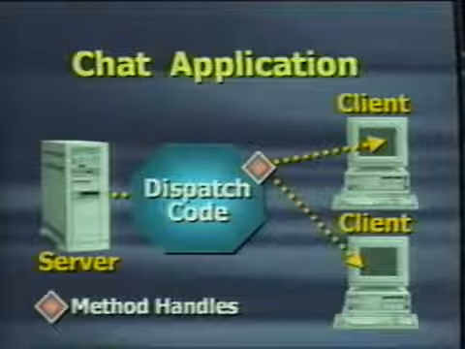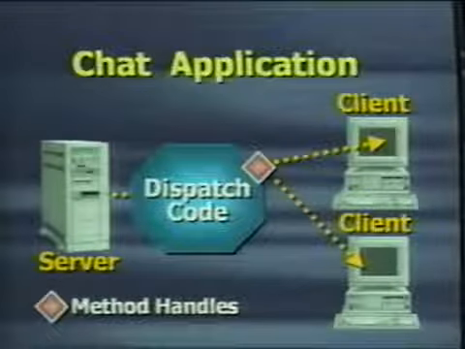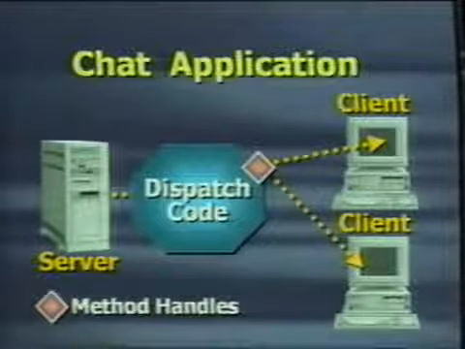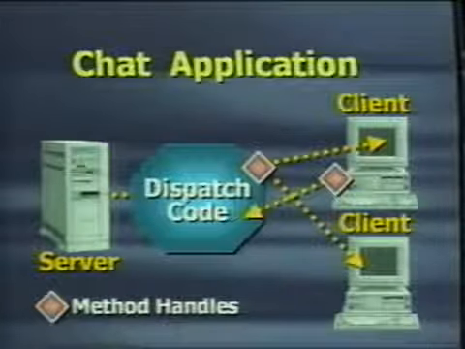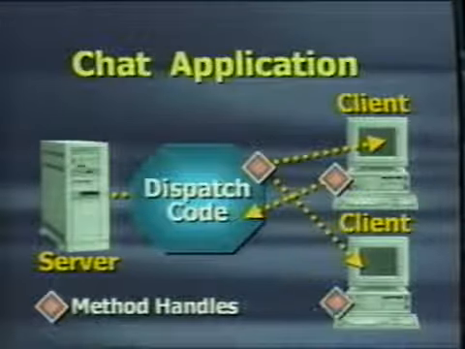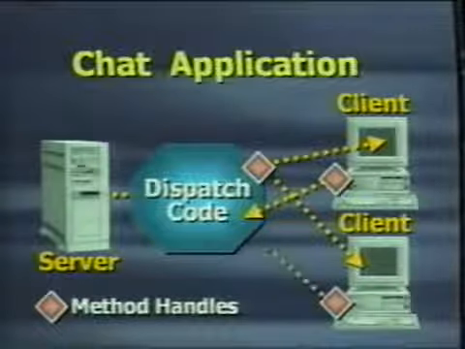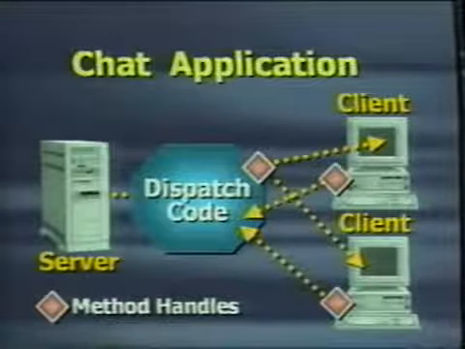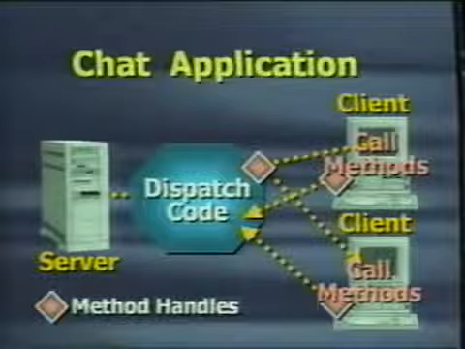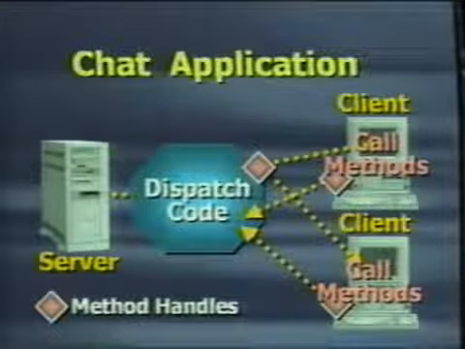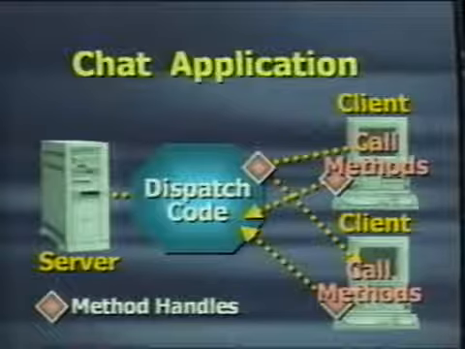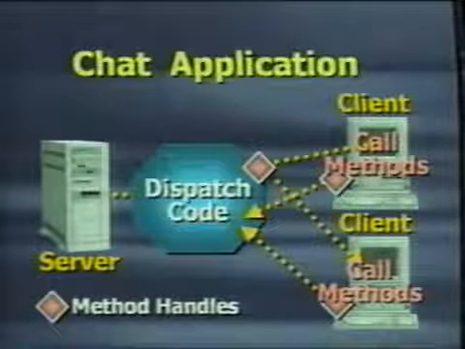So in this diagram, we notice that each of these clients has a reference to the remote object, this dispatch object. And these clients use this reference to call methods on the dispatch object, such as add message or send message, whatever the protocol for this application is. You just create a method that takes the correct type of data and distributes it among the clients.